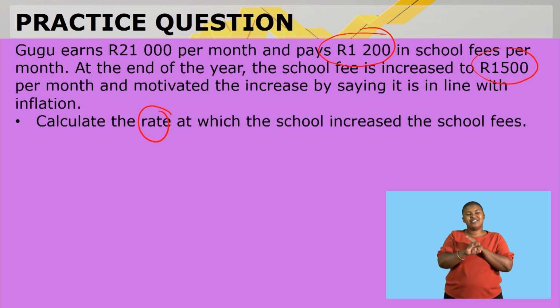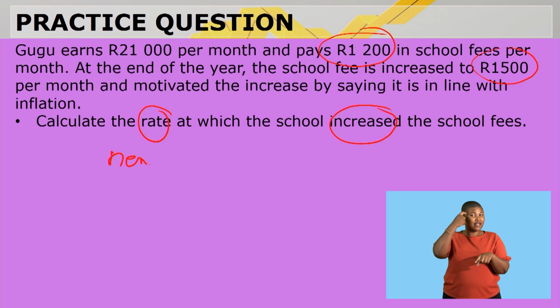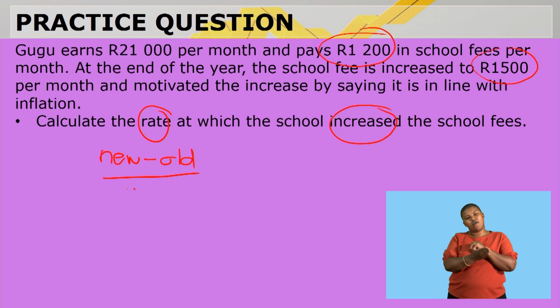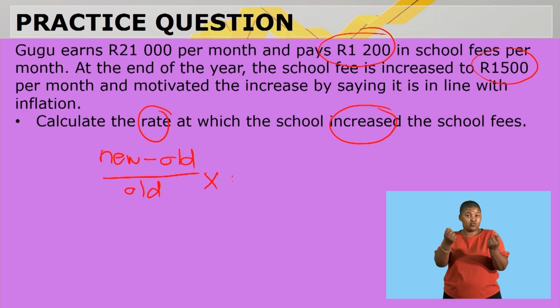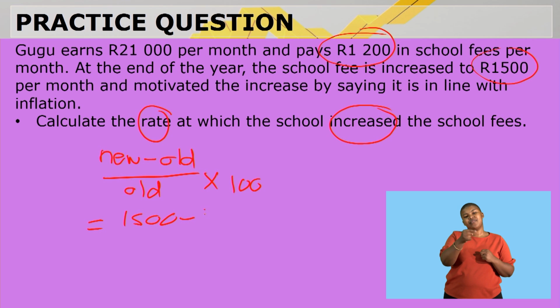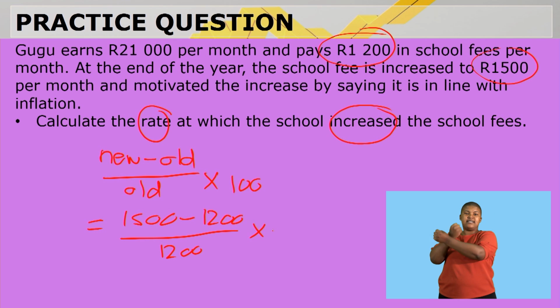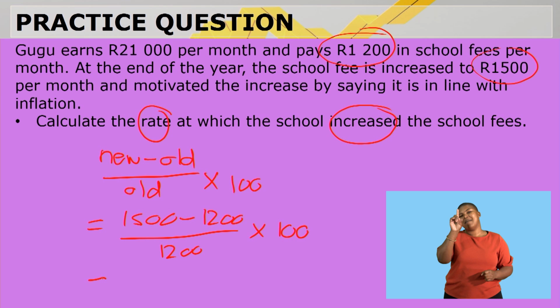Because we see the word rate and increase, we need to think new minus old over old times 100. So that's going to be 1,500 minus 1,200 over 1,200 times 100, because I want to have it in a percentage, and then we will see that it went up by 25%.